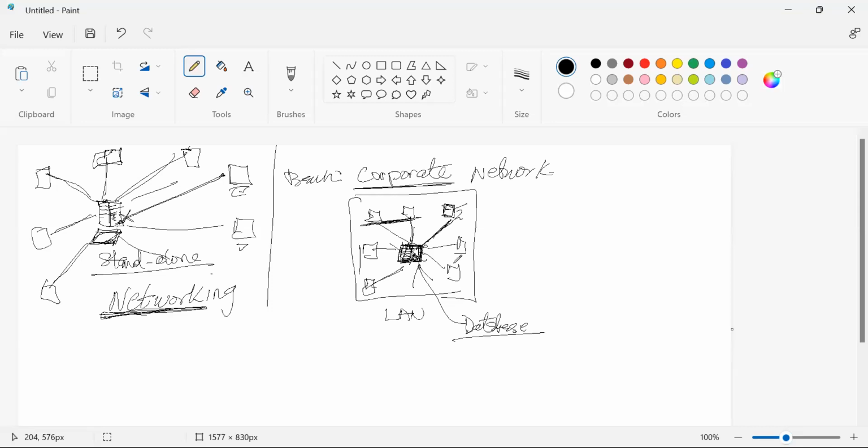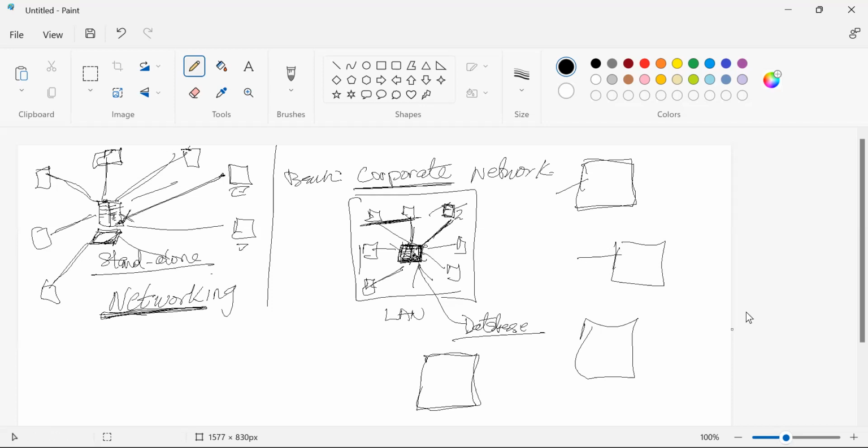Now, this is a small network. What if the bank has another branch in Dallas, one branch in Frisco, another branch in New York, another branch in San Francisco, and the branches are scattered all across America? We have one corporate network here, one corporate network there, one corporate network there. And even the customers now use it from their mobile phones.